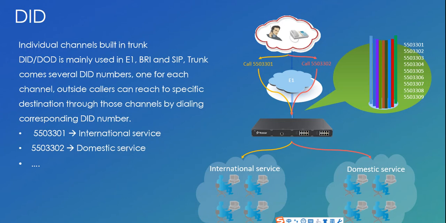With those DID numbers, you can assign them to specific destinations, so outside callers can call those DID numbers directly and reach the destinations you have assigned them to. The first thing you probably already know is that a DID number is purchased from the service provider. It's not something you can decide by yourself.